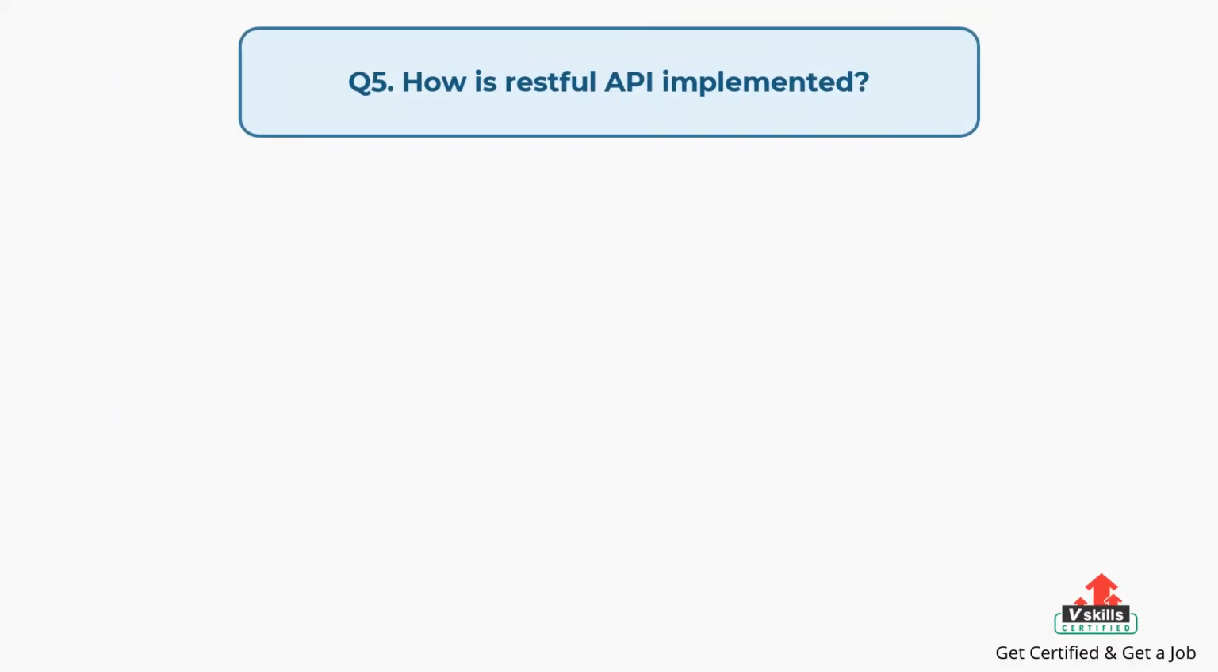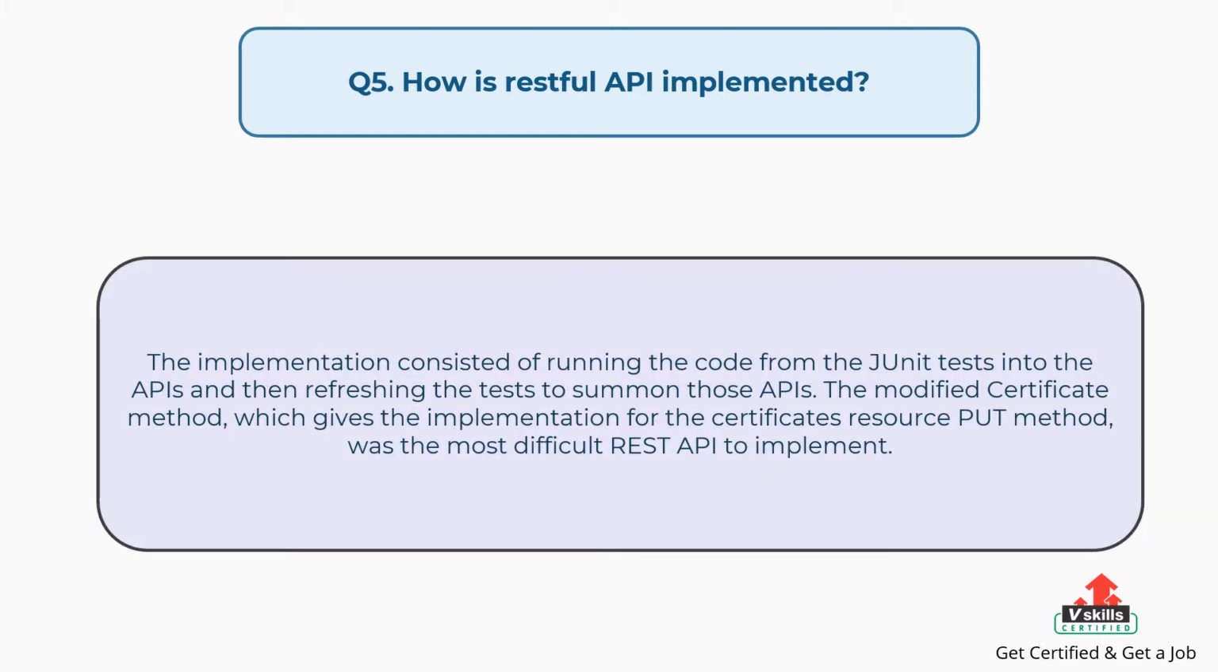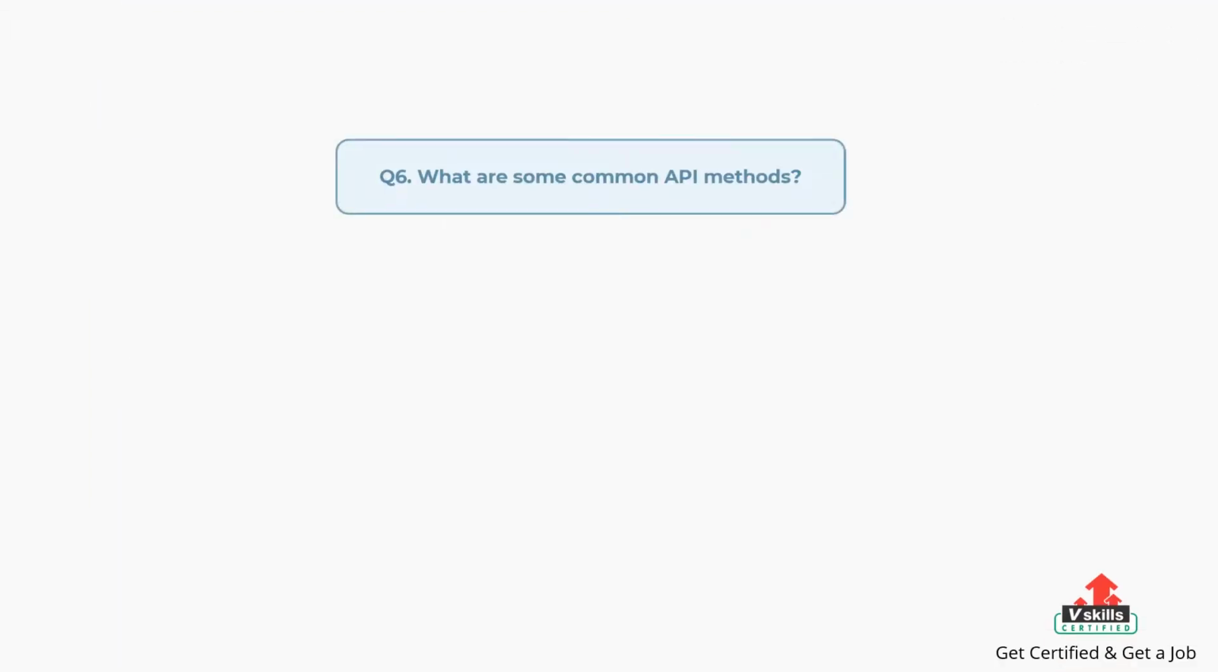Question number 5. How is RESTful API implemented? The answer is the implementation consisted of running the code from the unit tests into the APIs and then refreshing the tests to summon those APIs. The modified certificate method, which gives the implementation for the certificate's resource put method, was the most difficult REST API to implement.